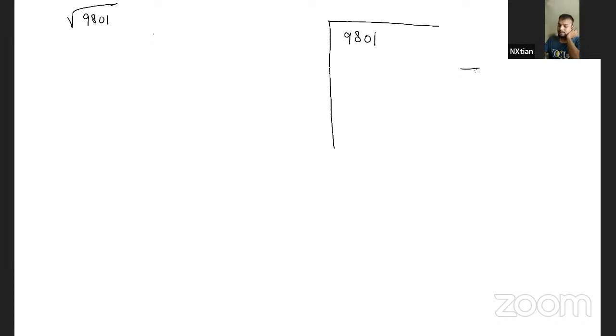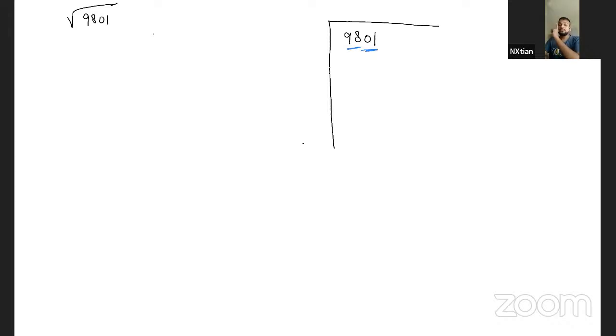So, for example, the question is how to find the roots. First, we have to do the pairing. So, how will you do the pairing? First pair from the right hand side. So, 0 1 will become one pair, and then 9 8 will become one pair. Understood, Jahuan? And sir, what's the answer? Is it 99? Yeah, good. So now 98 is there.